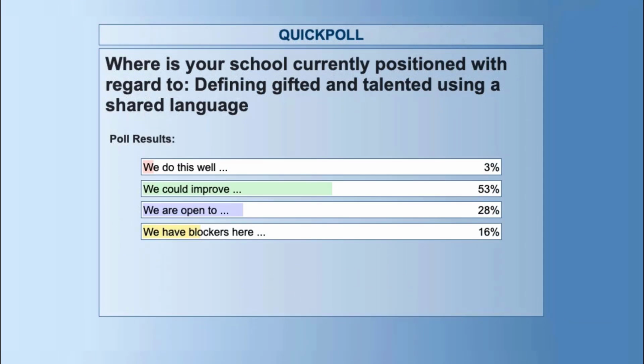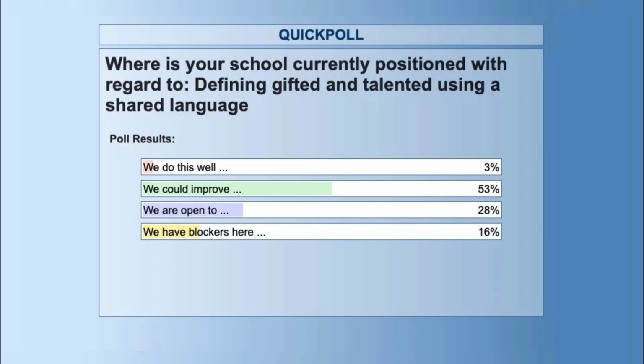We can see that 3% of participants think that they do the definition well. There's some thinking there around, look, we kind of know about it, but we could improve. And there's also a healthy percentage where there are blockers. We're looking at 16% of participants that are saying that we've got some blockers here. So what we do with the audit tool is we actually have the leadership team identify, well, what are the blockers? What are we open to? What are the things that we could improve?